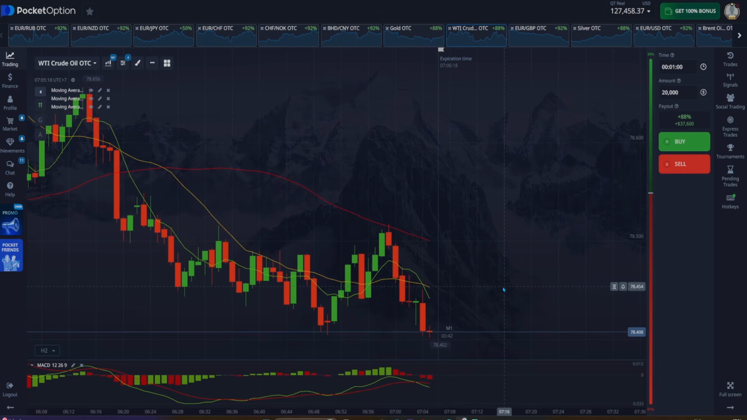Remember, trading is not just about numbers. It's about discipline, money management, and patience. With the same strategy, even a small account can grow into something this big.